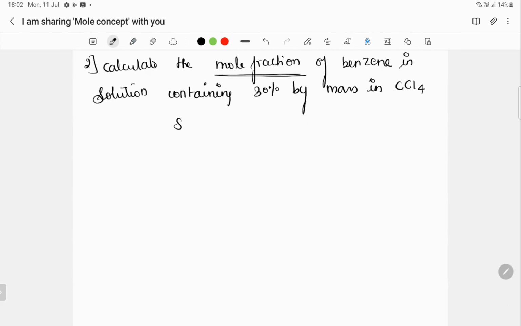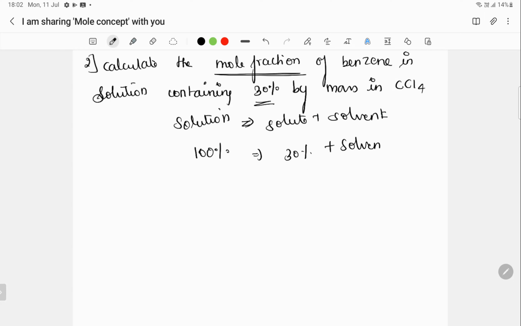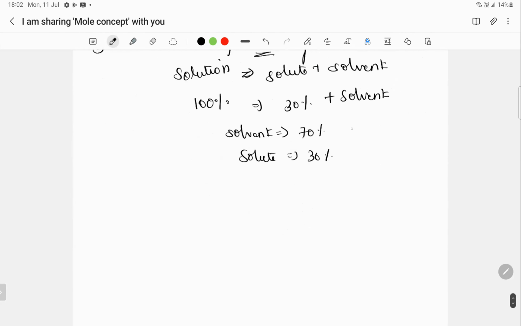So, solution. See, we know only one piece of given information from the question: the percentage of solute, 30. That's all. We don't know the solvent. So what we do is, solution is equal to solute plus solvent. This is our given formula. Solution is always 100%, solute is 30%, plus solvent we don't know. So solvent is equal to 70%, and solute is equal to 30%. Now you can take these percents directly as grams, no issues.